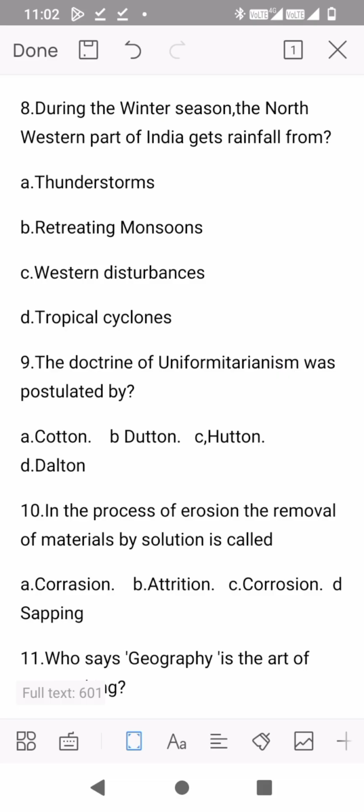The ninth question is, during the winter season, the northwestern part of India gets rainfall from. Options are A, thunderstorms; B, retreating monsoons; C, western disturbances; and D, tropical cyclones. And the answer is western disturbances. Western disturbances are the cause for the winter rain and the pre-monsoonal rainfall in the northern part of India and the western part of India.